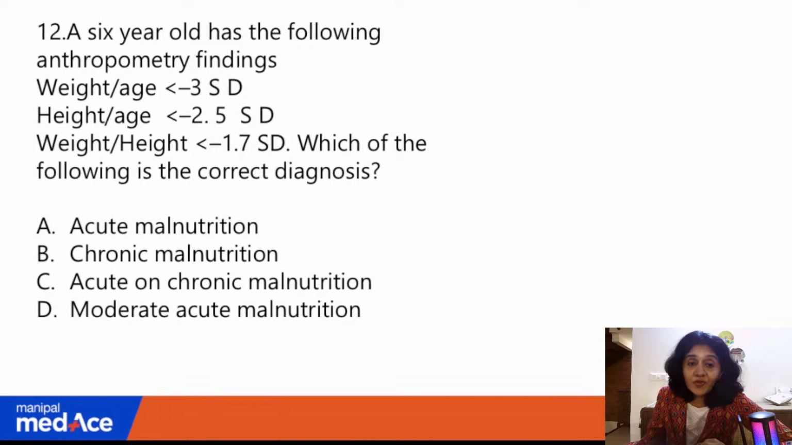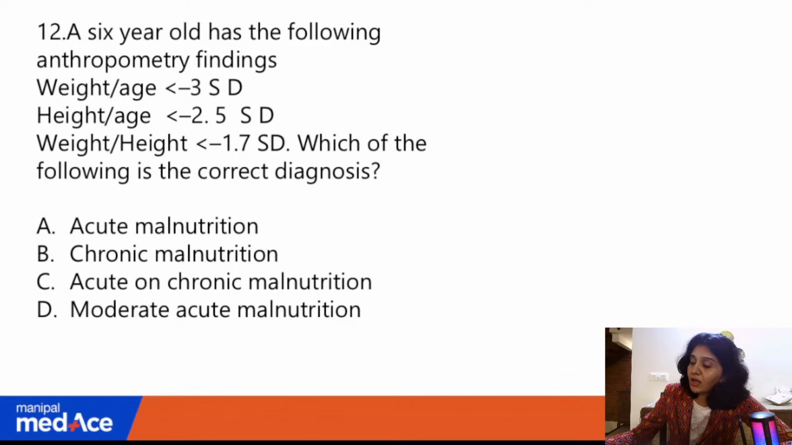Moving on to the last question, which is very, very important again. We have discussed this in the videos, PSM. A 6-year-old has the following anthropometric measurements. Weight for age less than -3 standard deviation. Height for age less than -2.5 standard deviation. Weight for height is less than -1.7 standard deviation. Which of the following is the correct diagnosis? Is it acute malnutrition, chronic malnutrition, acute on chronic malnutrition, or moderate acute malnutrition?